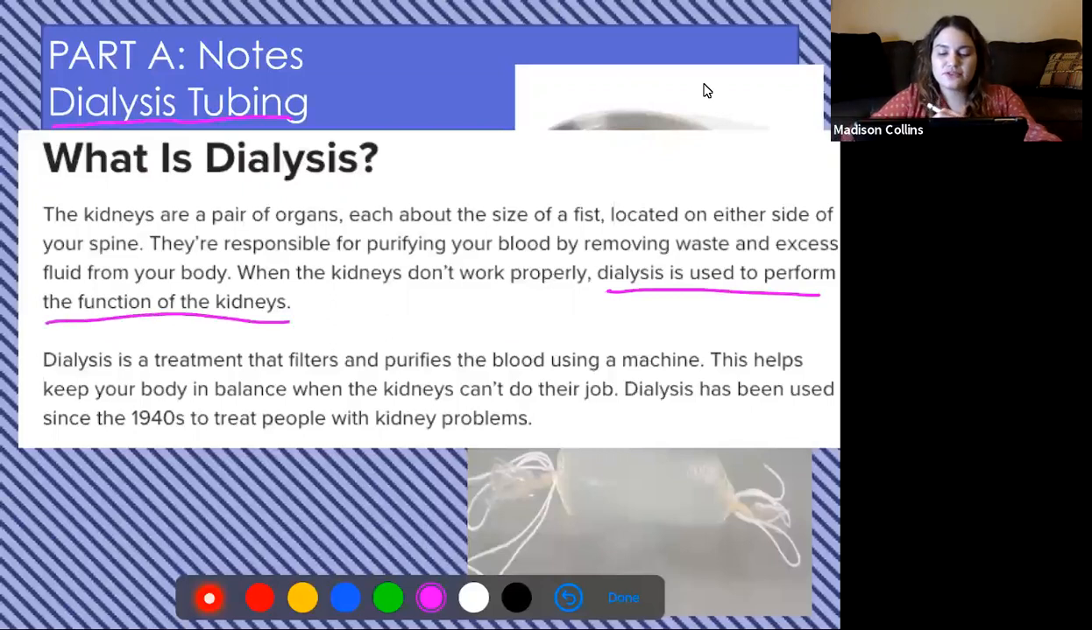Dialysis is a treatment that filters and purifies the blood using a machine. This helps keep your body in balance when the kidneys can't do their job. Dialysis has been used since the 1940s to treat people with kidney problems. Okay, so dialysis, what is it? You might actually know someone who's had dialysis treatment before. This is what happens when someone's undergoing kidney failure or has some sort of kidney issue. They undergo dialysis, so their blood continues to be filtered even though their kidneys don't work.